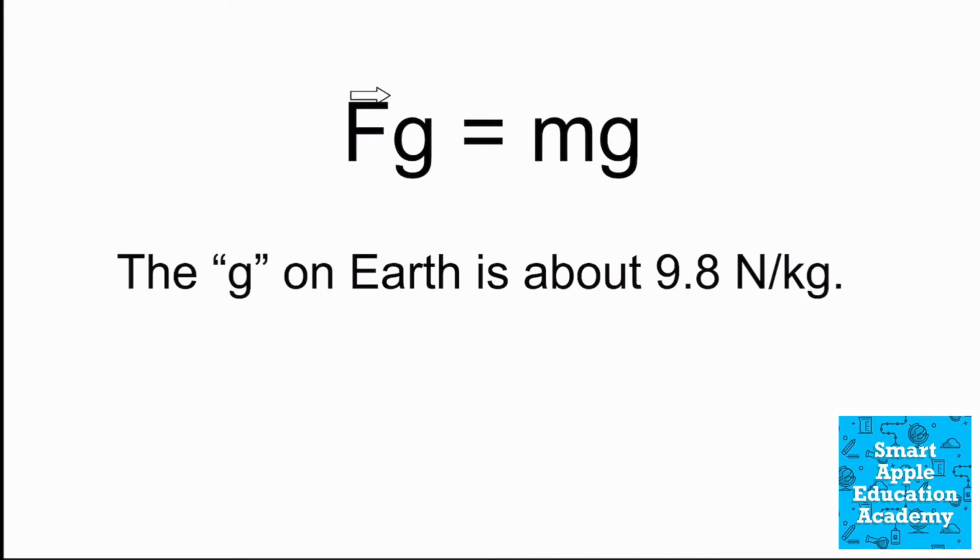So the g on Earth is about 9.8 newtons per kilogram. Remember, the g, which is attached to the m, is the gravitational field strength. So the gravitational field strength on Earth is about 9.8 newtons per kilogram. Now let's move on to the problem.